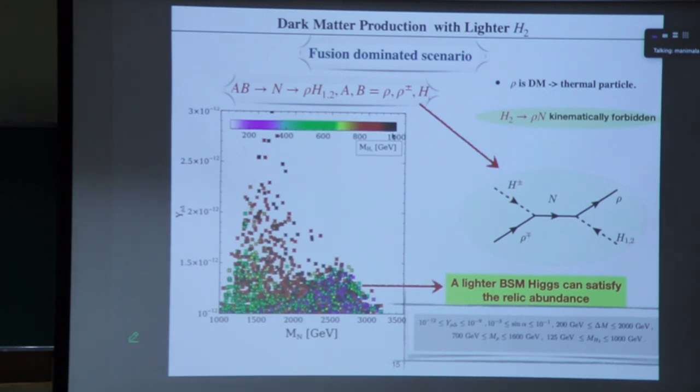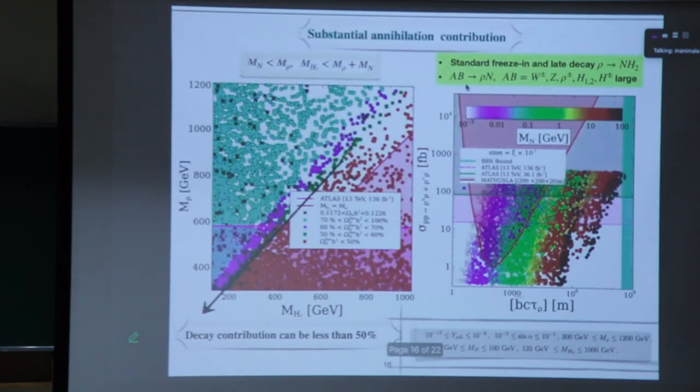And in the color bar is the mass of the heavy Higgs. Contrary to the previous scenario, we can see that for a heavy Higgs mass as light as, let's say, 200 GeV or 400 GeV, all of these points satisfy the relic density. These blue points, for example, are 200 GeV, and the cyan points are 400 GeV. So for this kind of BSM Higgs mass, which is accessible at the LHC, one can satisfy the relic density.